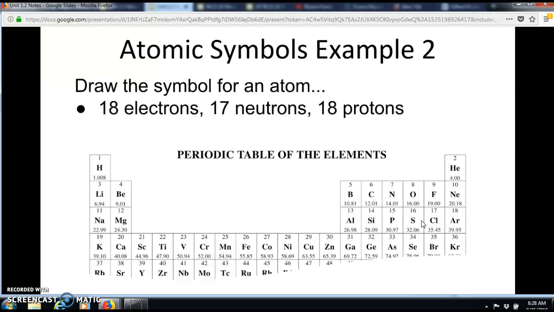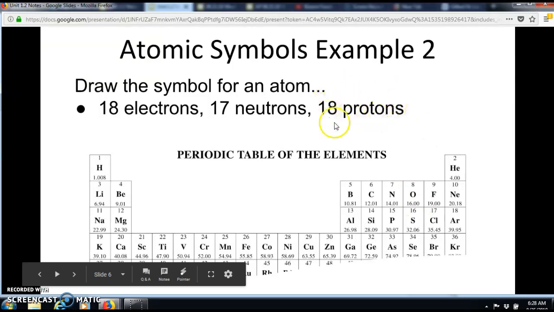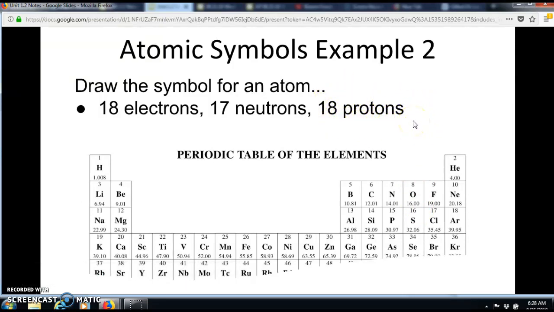For the second example, we're given the subatomic particles. For this, again, we're going to start with the number of protons, or the atomic number, to figure out what the element is. So if it's 18, it's argon.